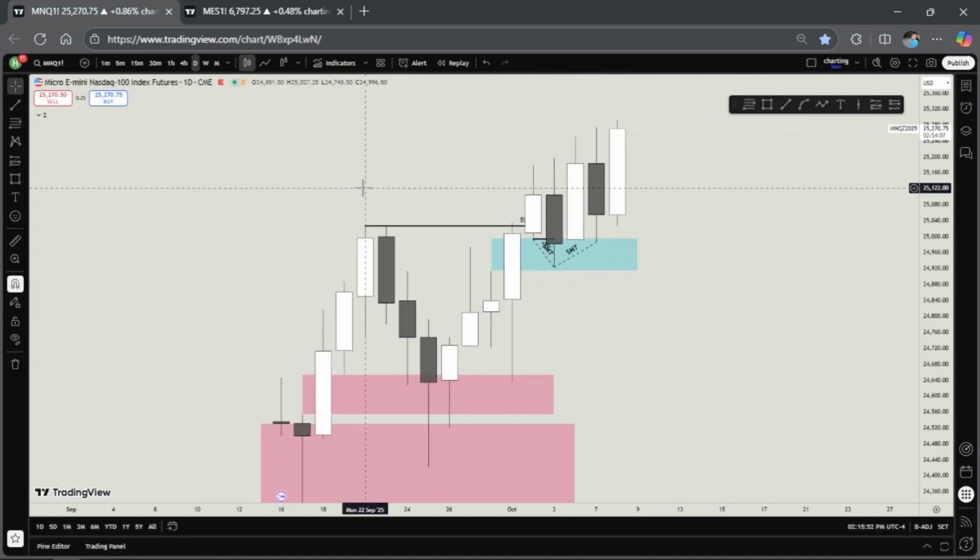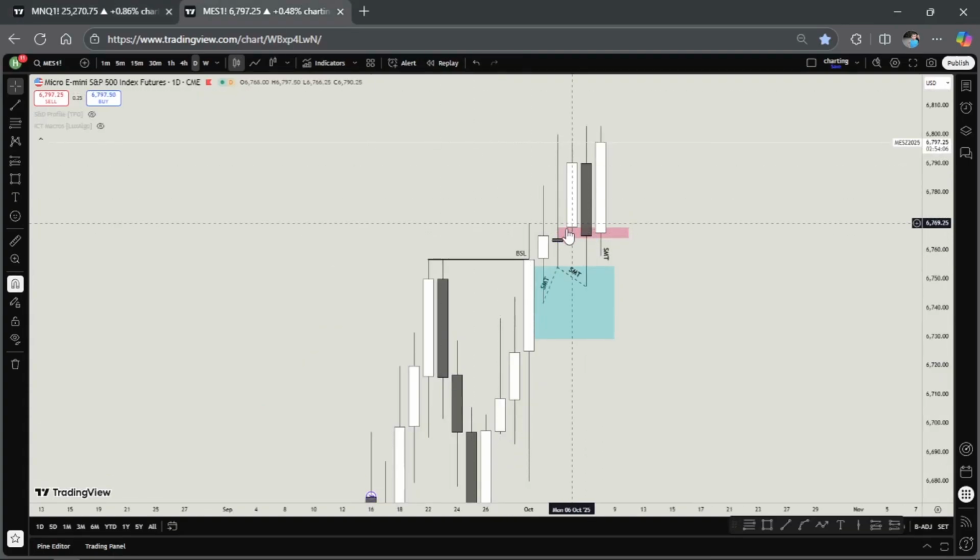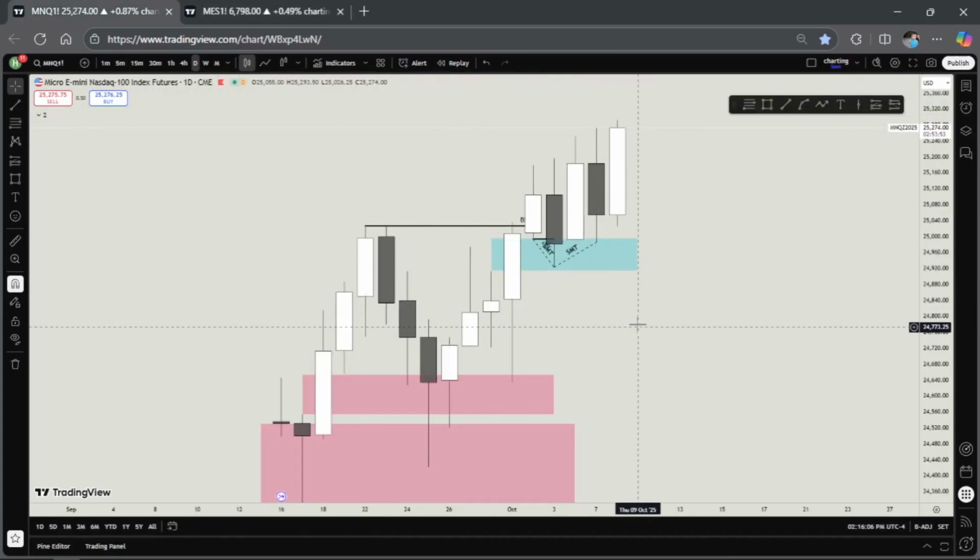So I'm not actually looking at volume imbalances as a main confluence, but right now we're respecting it. So this is a confluence, but mainly I'm looking into fair value gaps. What's being respected, what's being disrespected. I'm looking more at fair value gaps.